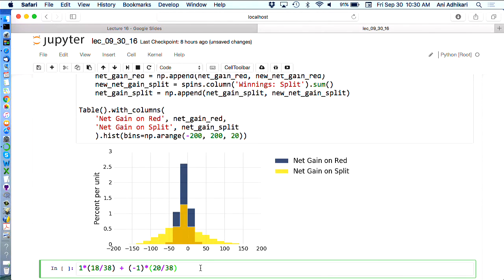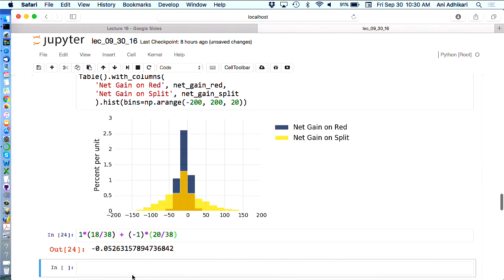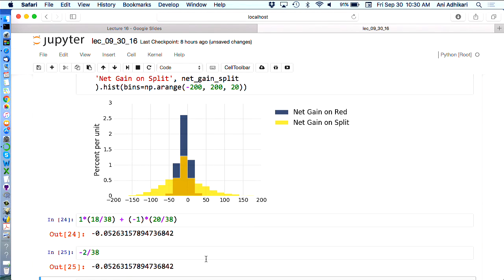And you don't need to do this cell to realize that you're going to get plus 18 and minus 20, and your net result is going to be minus. Yep? The minus 2 over 38 that you're going to get is a classic number in roulette. For virtually every bet on roulette, you expect to lose about 5.25 cents per dollar that you bet.